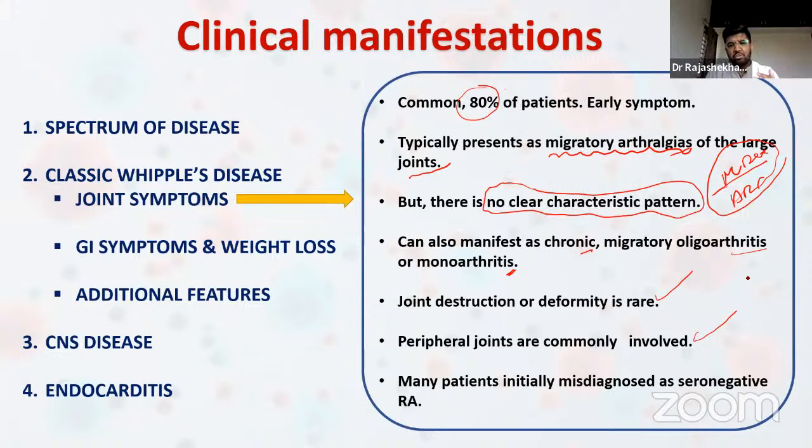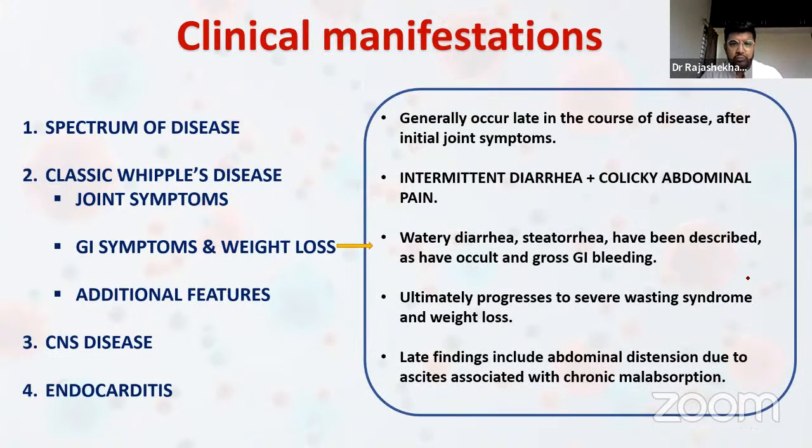Many of the patients might have initially received immunosuppressive therapy, misdiagnosed as seronegative rheumatoid arthritis or undifferentiated inflammatory polyarthritis, which is the common diagnosis we keep in a patient with chronic polyarthritis with a negative RA or anti-CCP. So we label them as seronegative RA or undifferentiated RA. Many of these patients with Whipple's have received treatment for rheumatoid arthritis for years together without any response, ultimately getting diagnosed as Whipple's.